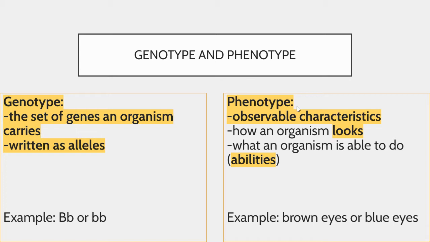So the phenotype is your ability or how you look, like what color your eyes are, what color your hair is. Can you curl your tongue? Do you have double jointed fingers? All these different things that are your traits, those are your phenotypes. But the actual set of alleles that you inherited from your biological parents are your genotypes.